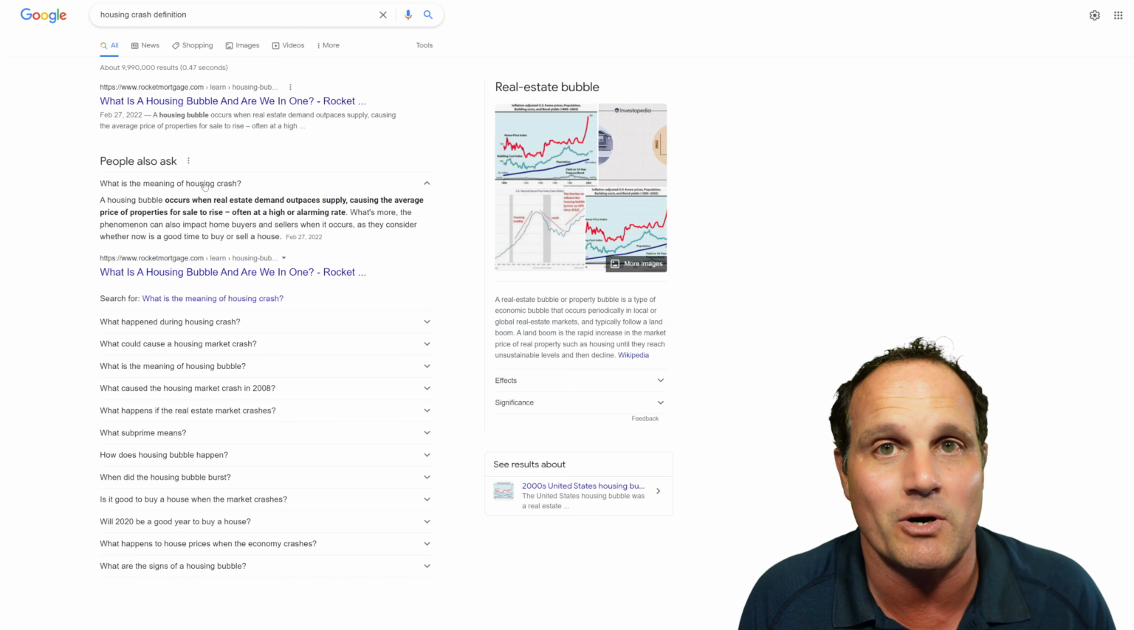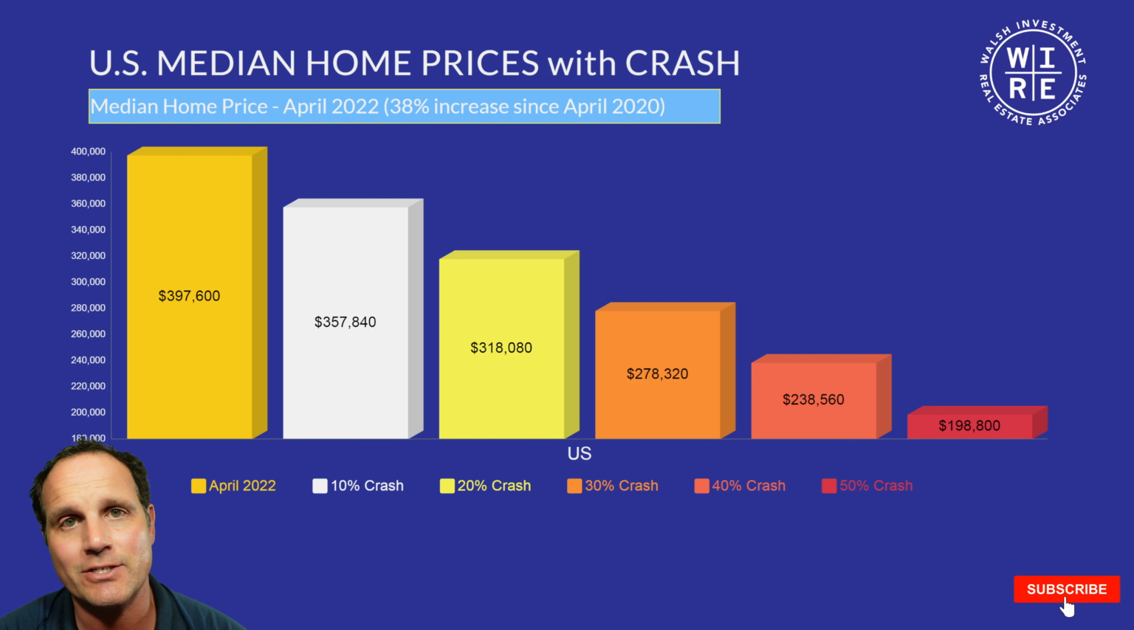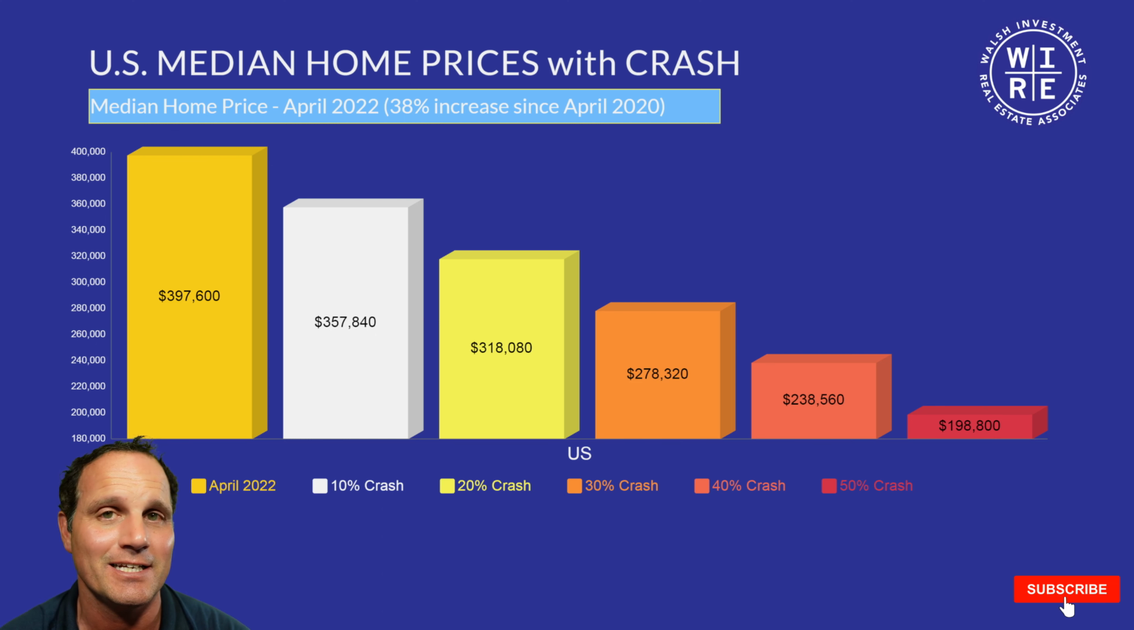We're going to use the median home price. We have the data for April 2022. That's the most recent data from the National Association of Realtors. We also have the same April 2022 data for California as well, and that's from the California Association of Realtors. And an important first point that we have to show you is April 2020 to April 2022, we have a 38% increase in the median home price. That is a big, big number. And you can see that as of right now, we're at $397,600 for the median single family home in the United States.